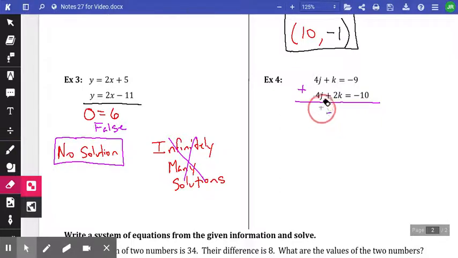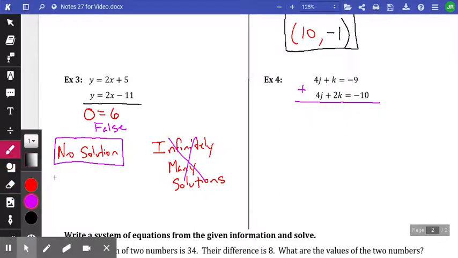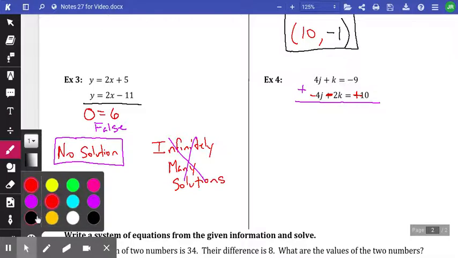So I'm going to erase, and then I'm going to go back through and change the signs on one of my equations. It doesn't matter if I do my top or bottom. So I'm going to go ahead and do the bottom again. So I'm going to make this negative 4j. I'm going to make this a negative 2k. And then I'm going to make this a positive 10. If you want to completely rewrite it, you can completely rewrite it.